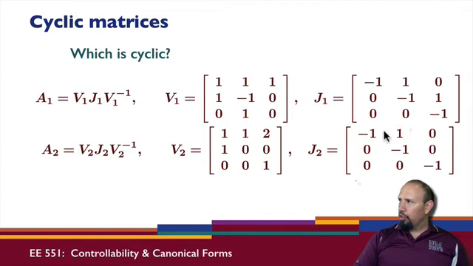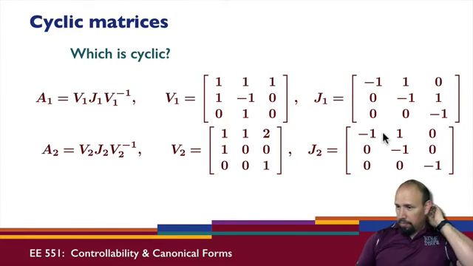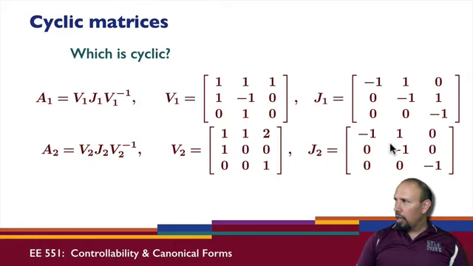I can go through and show that there is no x1 such that if I use this matrix, I will get a controllability matrix for any x that will be non-singular.